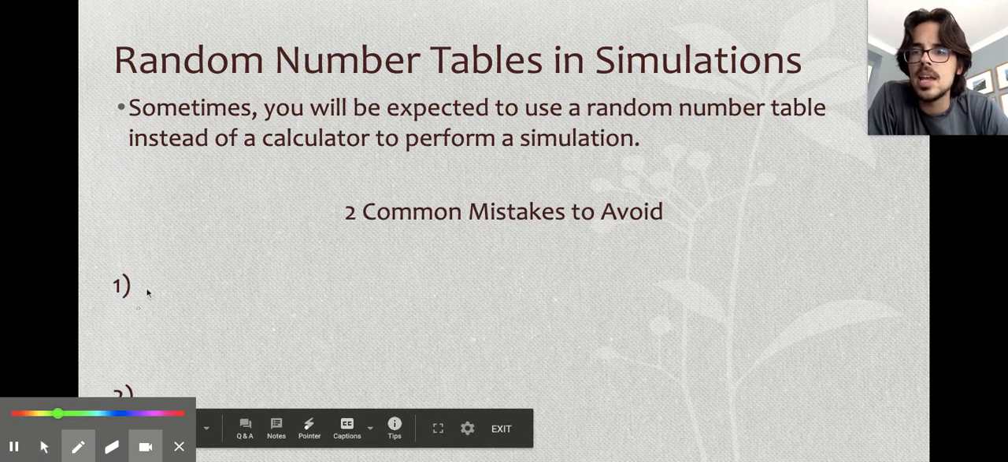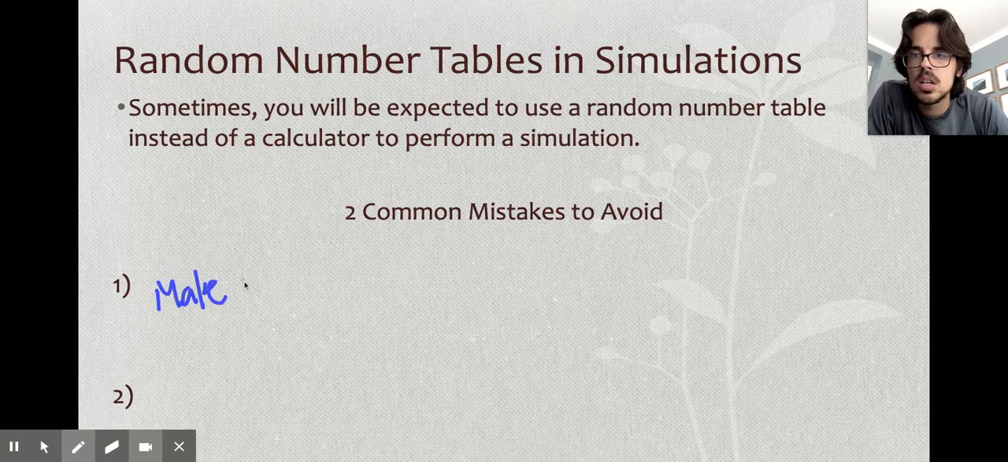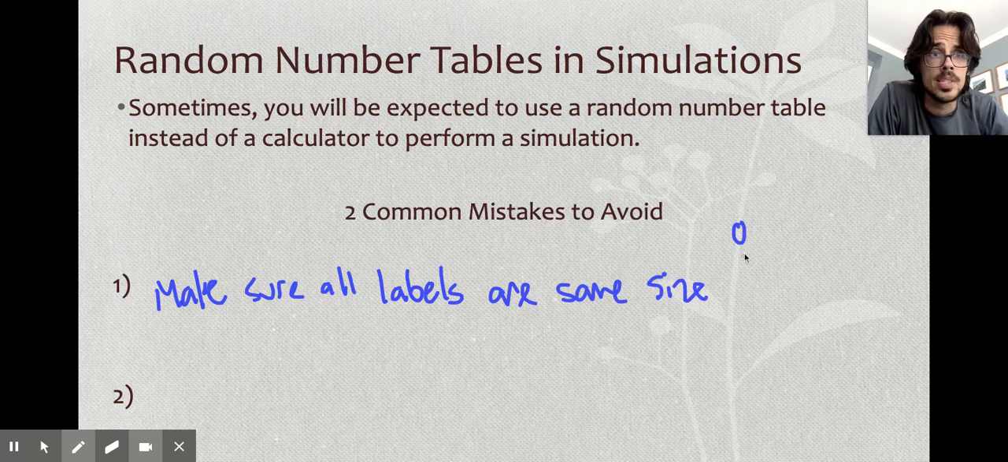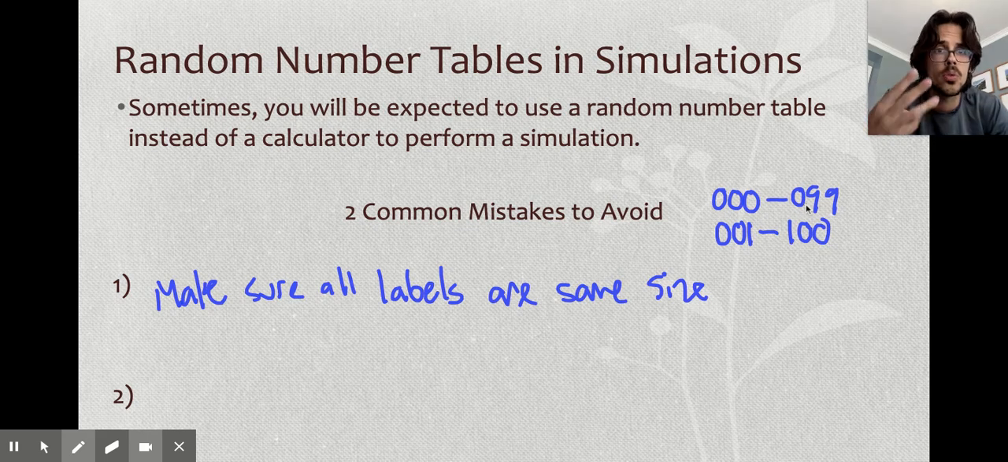When you use a table, you need to make sure all labels are the same size. So if we were doing that same problem we just did, we could go 0, 0, 1 to 100, or I can go 0, 0, 0 to 0, 9, 9. Either of these would have been okay. Since I had 100 numbers, I need 3 digits apiece that I would look at.